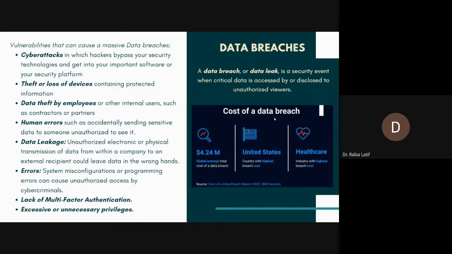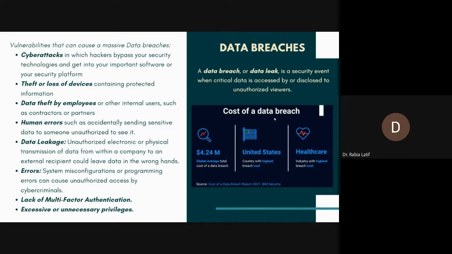Again, human error, as we discussed previously. For example, a person can accidentally send sensitive data through email to unauthorized people, because they don't have sufficient knowledge of how to handle the data. Data leakage is again very important. It is the unauthorized electronic or physical transmission of data from within a company to an external recipient, either intentionally or unintentionally. So this is again a very massive data breach.